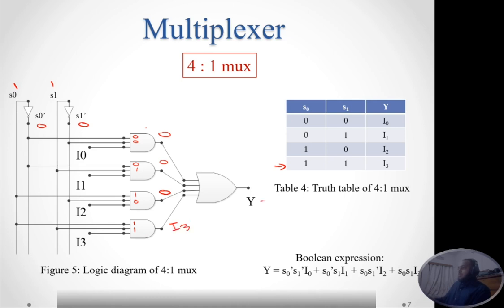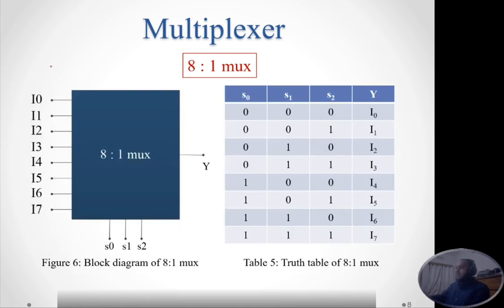The output of this OR gate will always be I3 for the fourth pattern. So when our I3 is 0, we will get Y as 0. If our I3 is 1, then we will get Y as 1. So we are getting I3 in the output for the fourth pattern. Similarly, for 8:1 mux, we have 2 to the power 3 input lines. So we need 3 selection input lines, and the number of output lines of a mux is always 1.